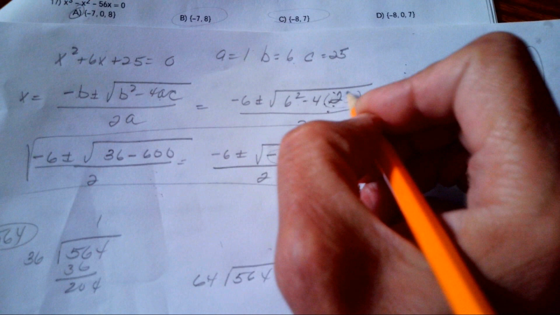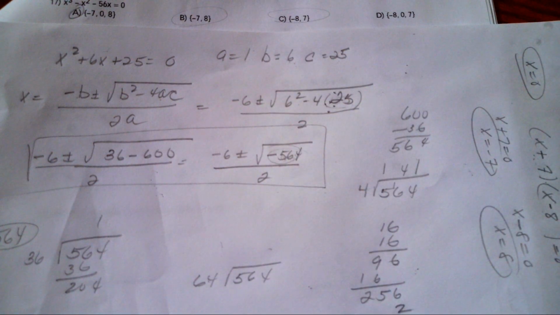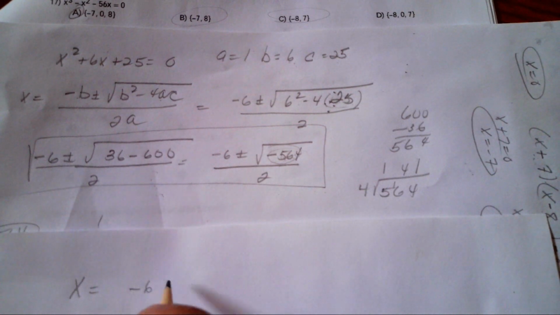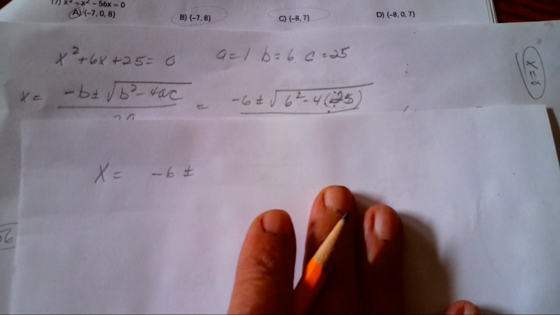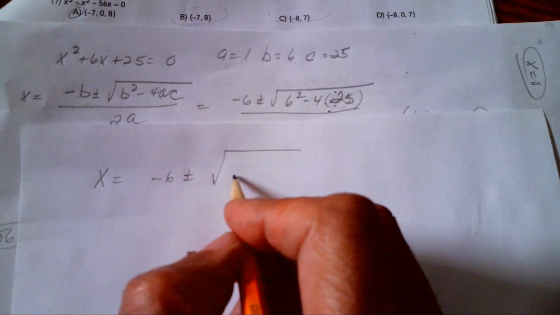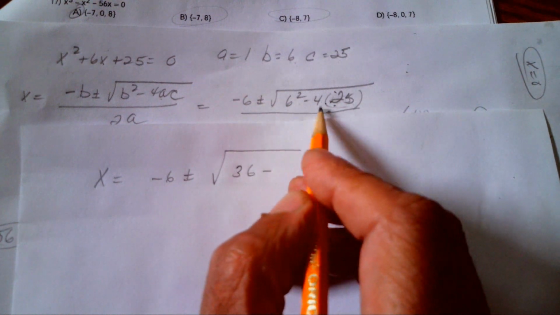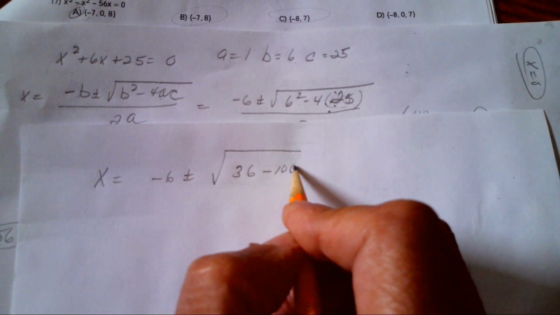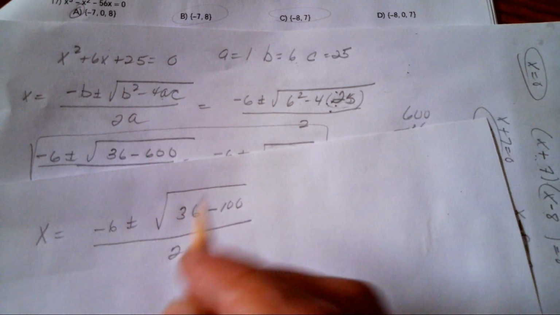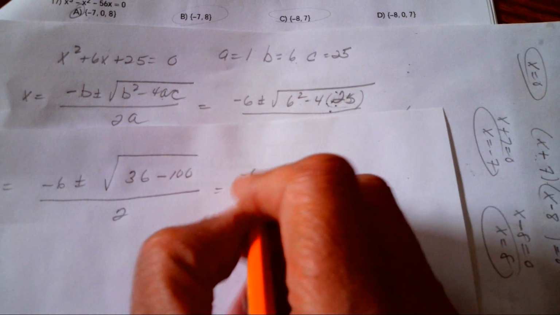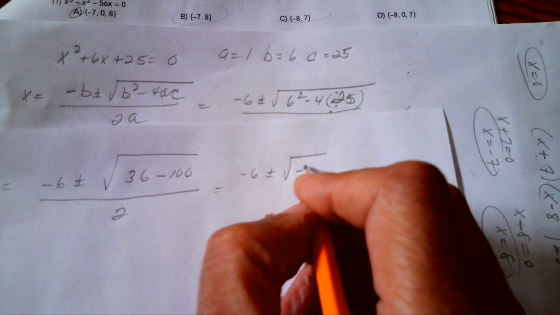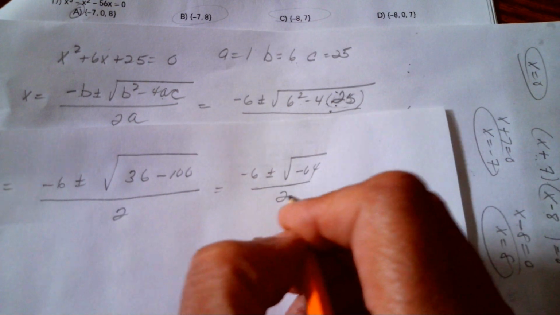Alright, so let me just do this now on a separate piece here where I got this correct. I've got x is equal to negative 6 plus or minus the square root of 6 squared, which is 36, minus 4 times 25 is 100. Not that crazy, 600. I was wondering why they're making this problem so tough. So what have I got here? Negative 6 plus or minus the square root of 36 minus 100, which is negative 64, all of this divided by 2.